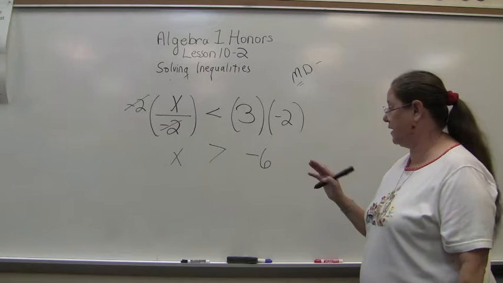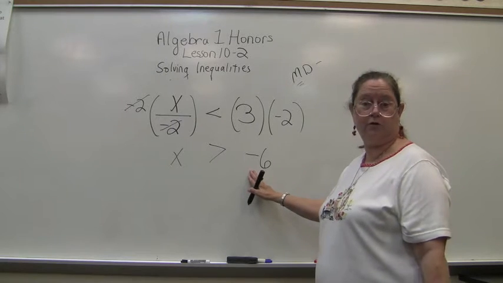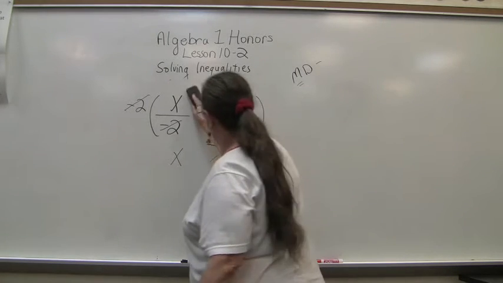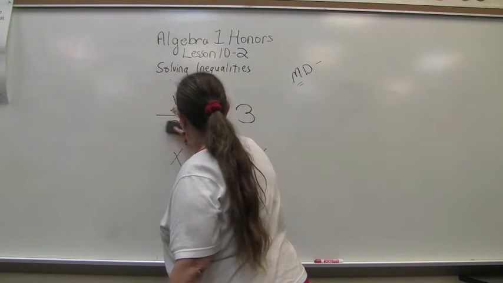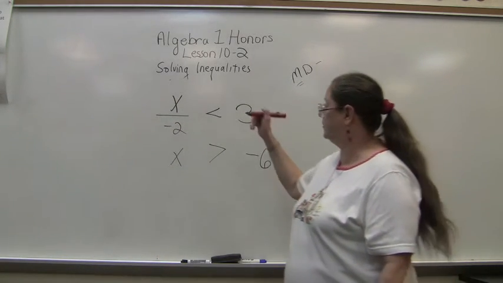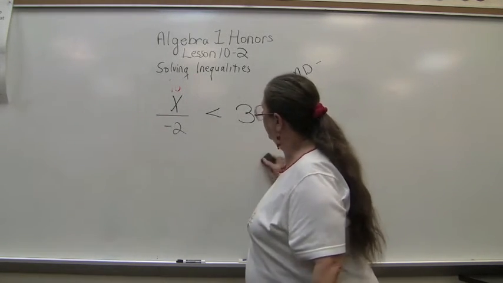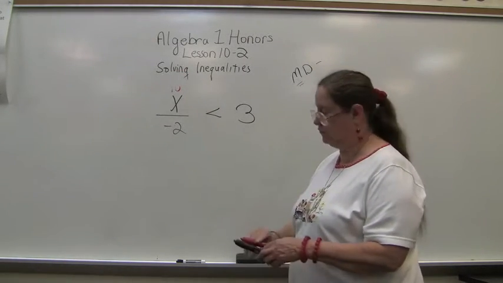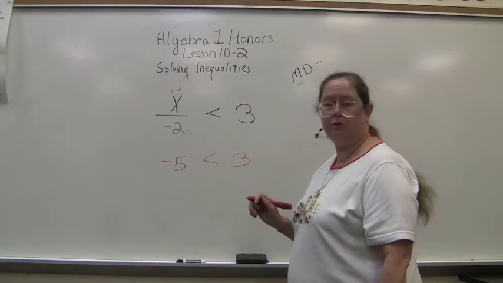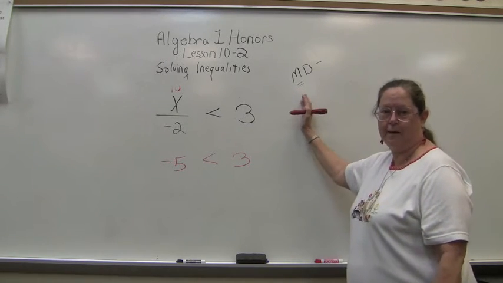And now let's check that actually works. X has to be greater than negative 6. Well, 10 is greater than negative 6. Let's take 10, go back to our original inequality. Let's plug 10 in and see if we get a correct answer. Let's see, 10 divided by negative 2 is going to be negative 5. And is negative 5 less than 3? Yes, it is. Okay? So always remember the bad doctor here.